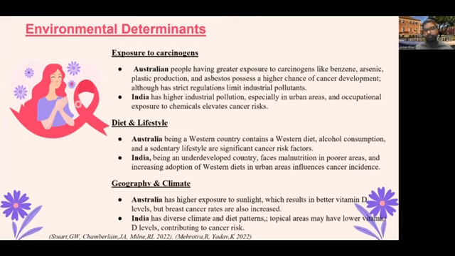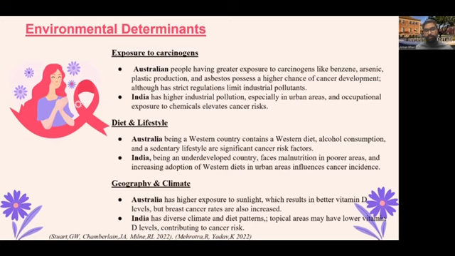Australia has greater exposure to carcinogens like benzene, arsenic, and plastic production, and there is a limited restriction on industrial pollutants, whereas India has high industrial pollution. In diet and lifestyle, Australia, being a Western country, has a Western diet and alcohol consumption, so they have higher risk. Whereas India, an underdeveloped country, faces malnutrition, which causes breast cancer.